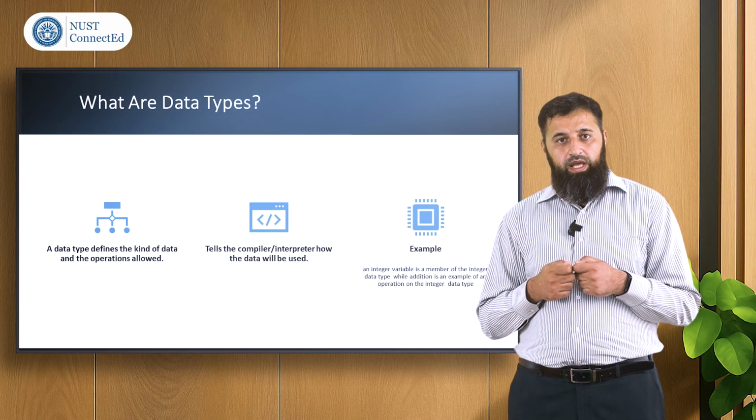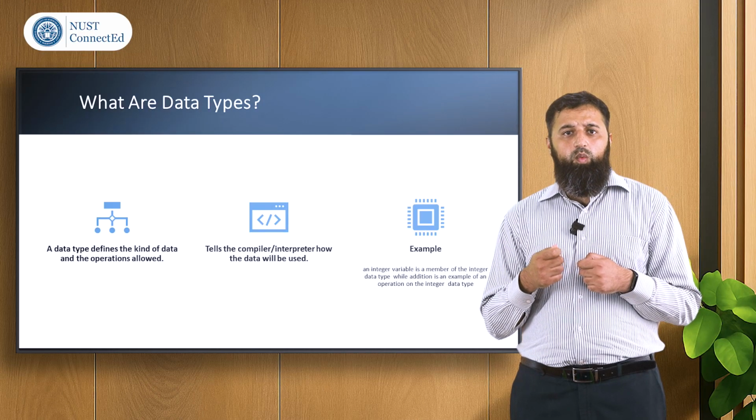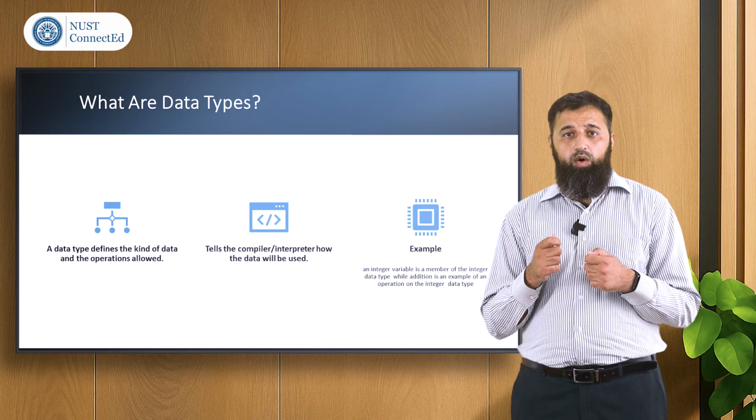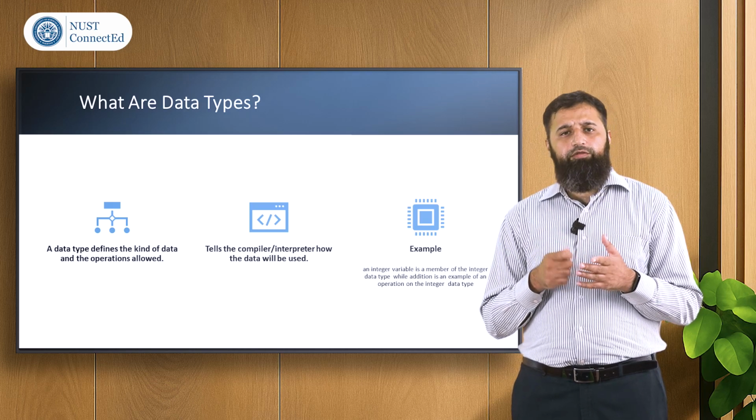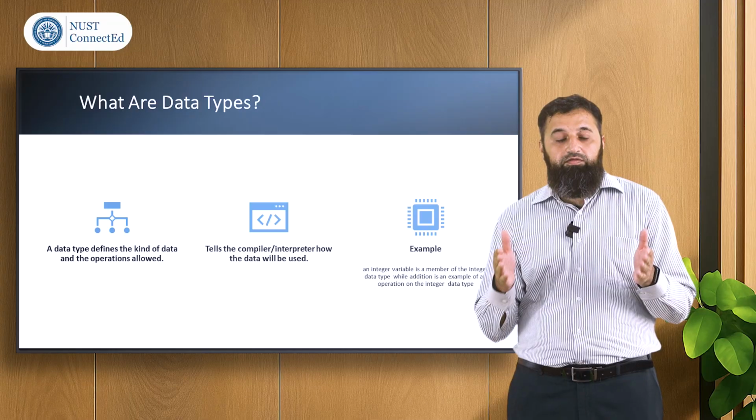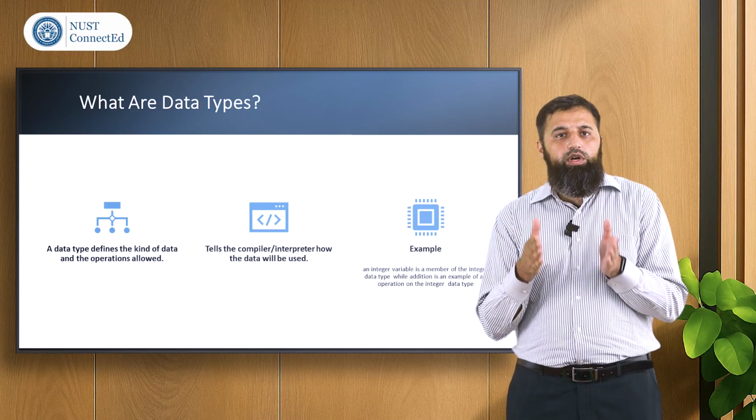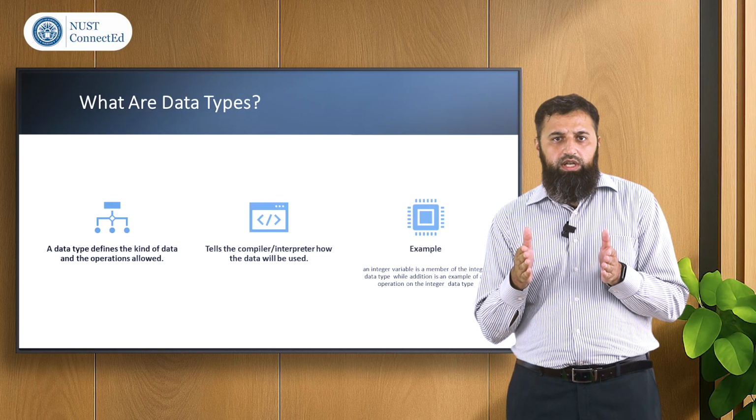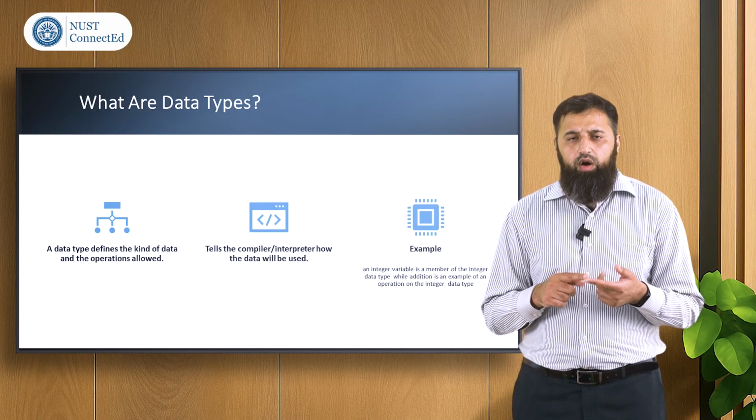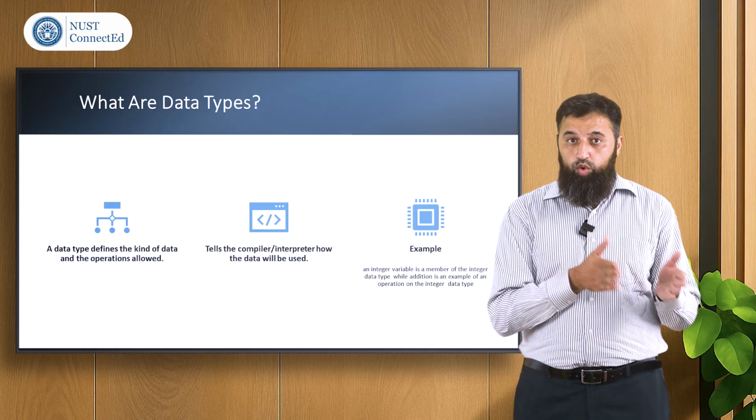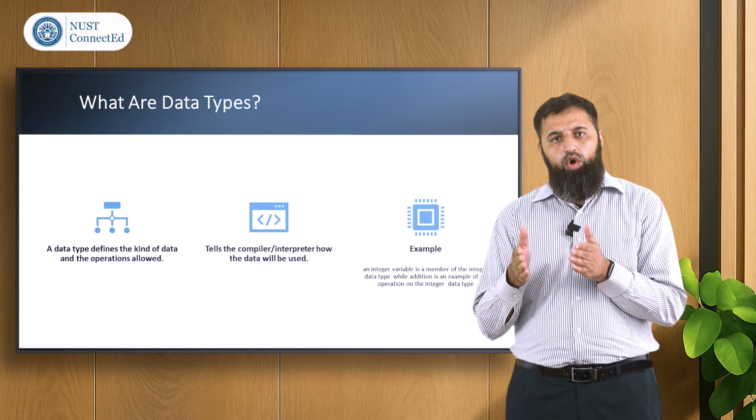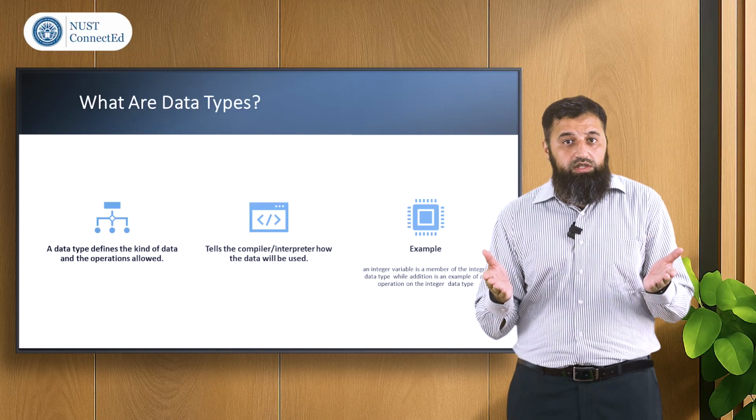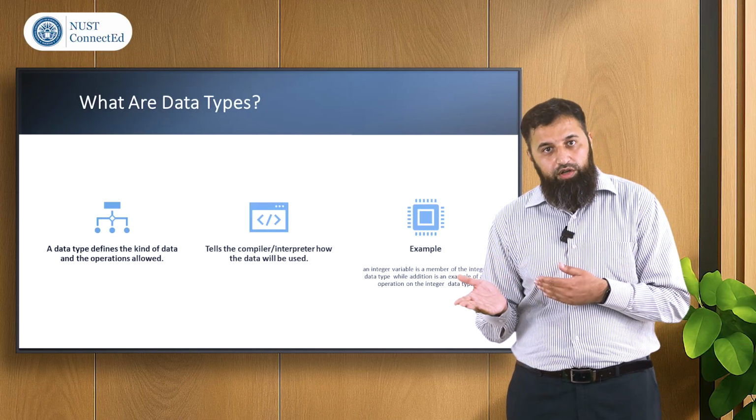Data types. A data type tells the computer what kind of data a variable can store and what operations are allowed on that data. Think of it like labeling a box. If the box is labeled int, then the computer knows it is storing an integer and it can safely perform operations like addition, subtraction, or comparison. If the label is bool, then it holds true or false values, and the only valid operations might be logical ones like and, or, not.